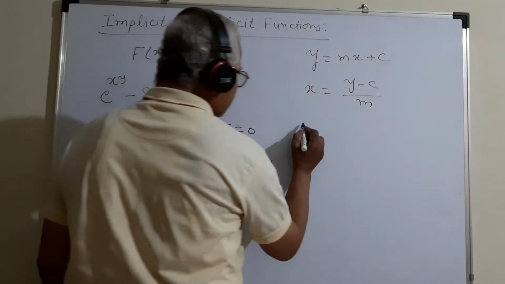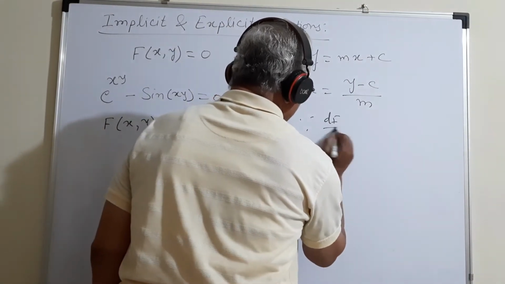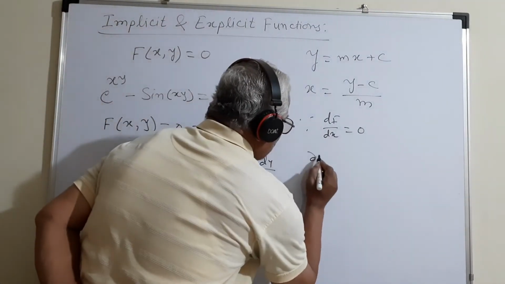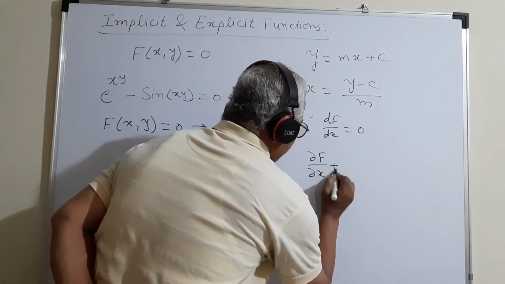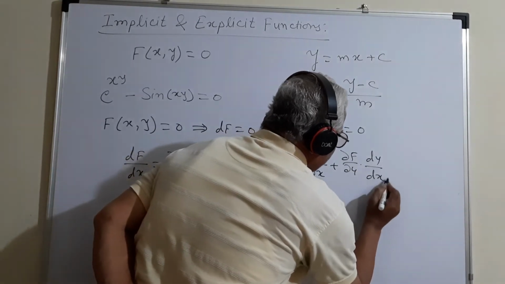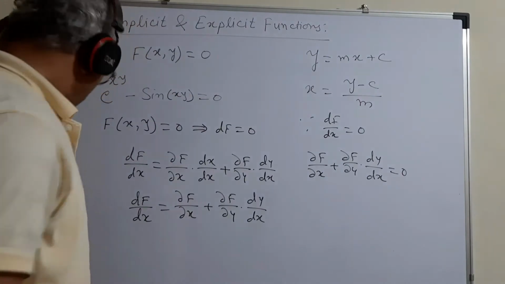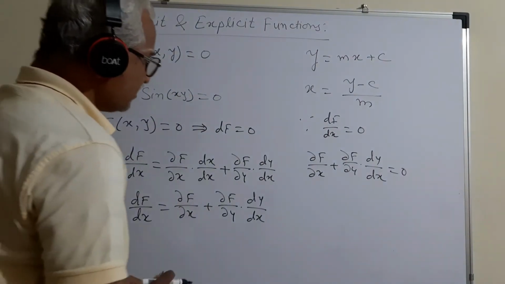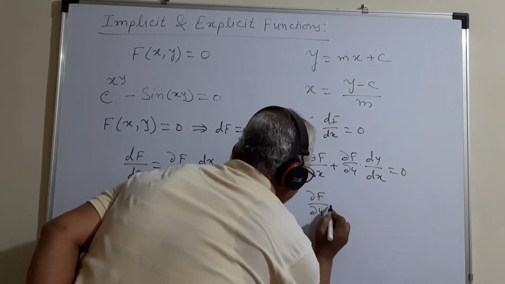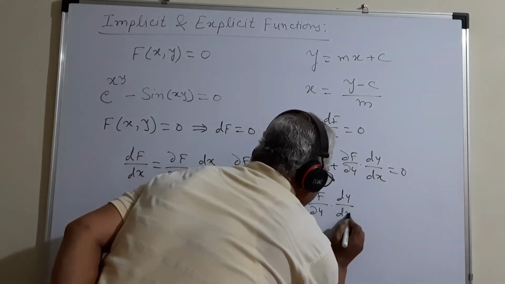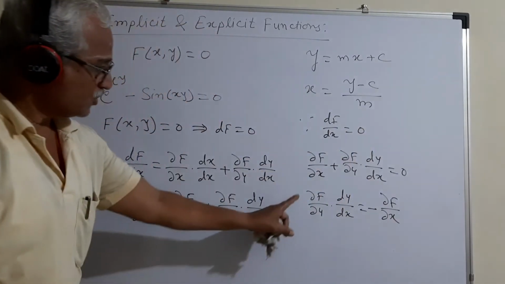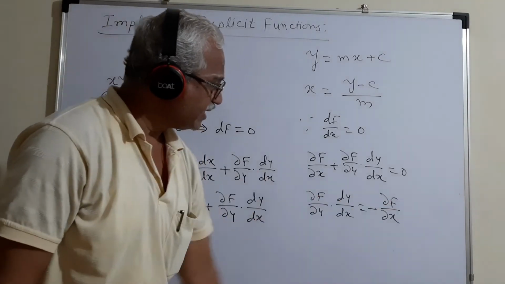So since df by dx is equal to 0, we can write this expression as dou f by dou x plus dou f by dou y into dy by dx is equal to 0. Or else we can express this relation as dou f by dou y into dy by dx is equal to minus dou f by dou x.